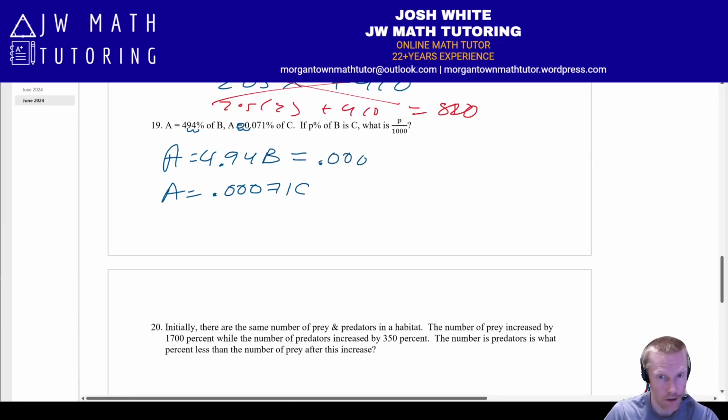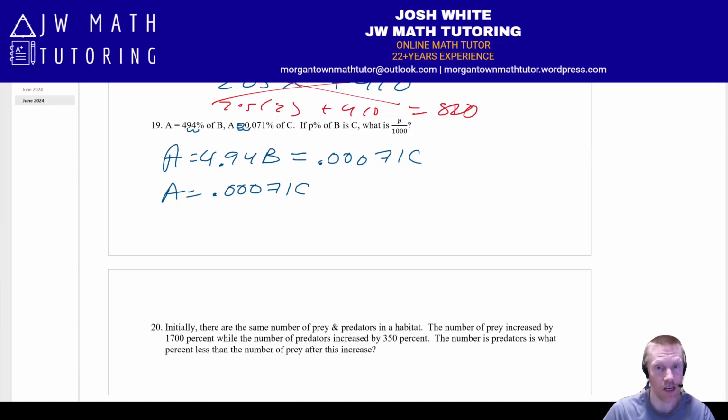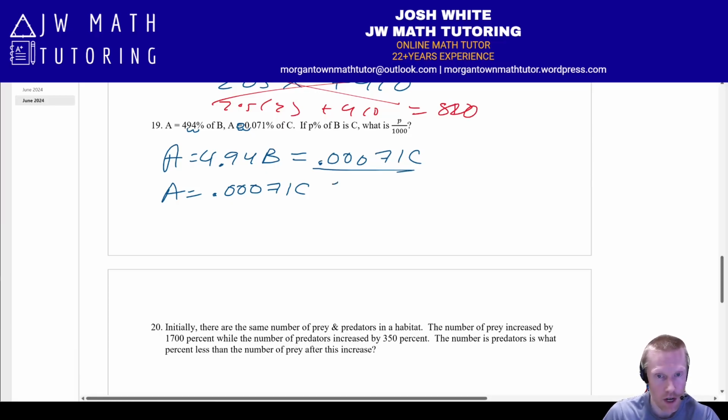Now, we can easily set these equal to each other because they're both equal to A. So I'm just going to go up here and copy this down. All right, so now with this equation, we want it to be P percent of B is C, meaning we want C alone by itself and B on the other side with some number in front of B. That number is going to be the P in our problem. So you just divide by 0.00071.